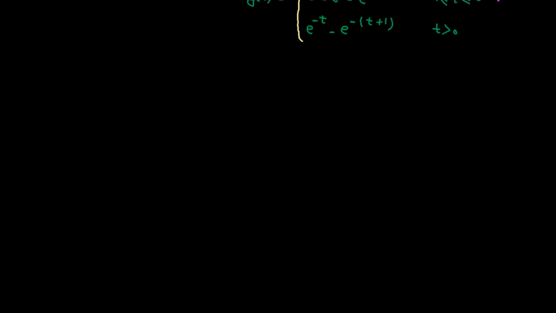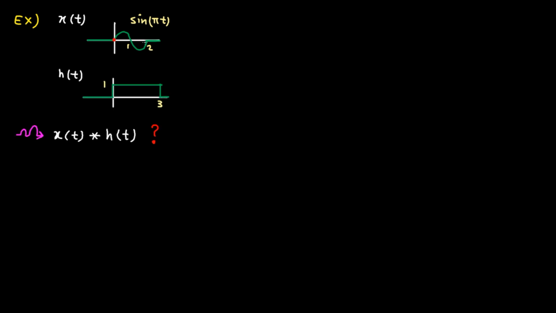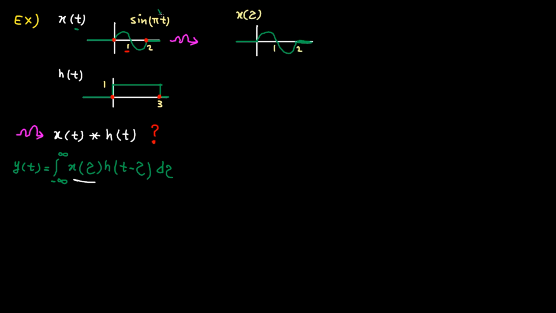Done. Last example. x(t) is sine pi t between 0 and 2, h(t) is a window, and we want to find a convolution. First step, find the critical points. There are two critical points here. Please note one is not a critical point as the function is still sinusoidal before and after that. Also, there are two critical points here. I prefer to go with this integral as h is a simple box and we can easily plot h(t minus tau). To plot x(tau), we need to replace all t's by tau. The shape is exactly the same.